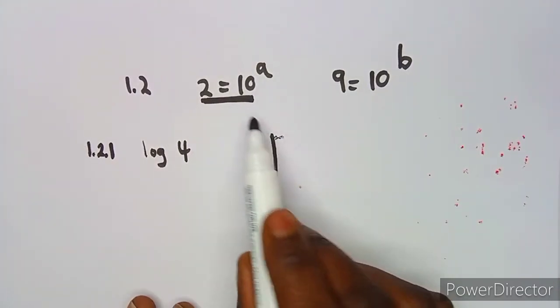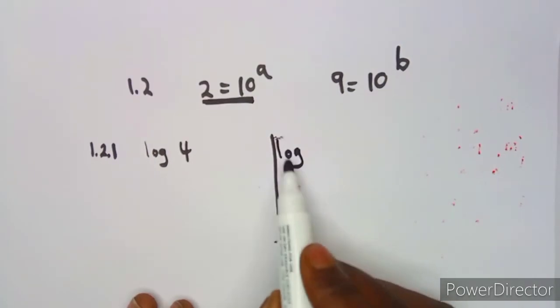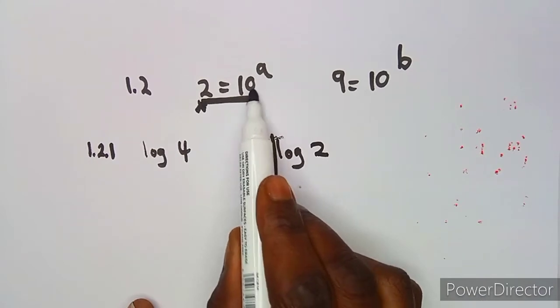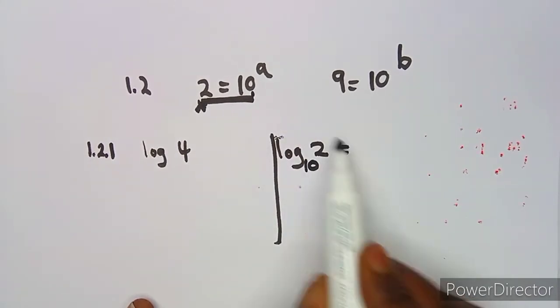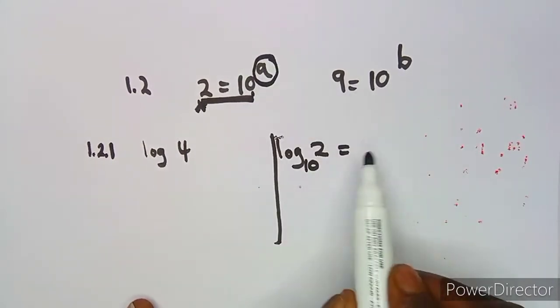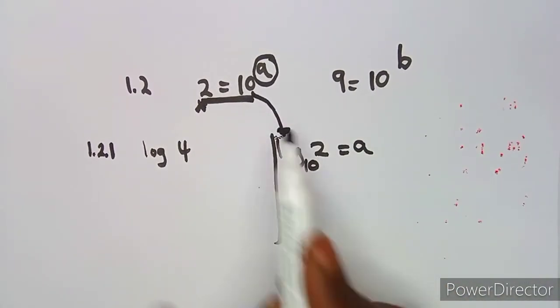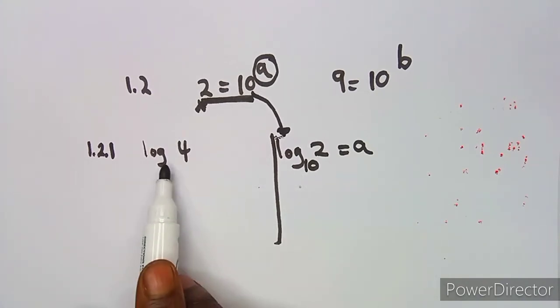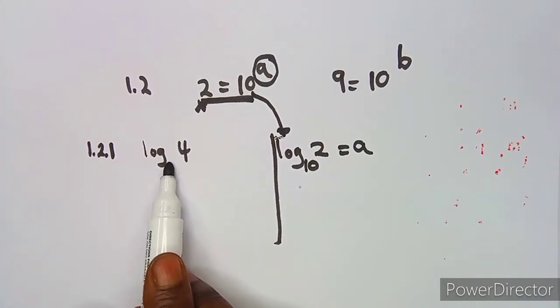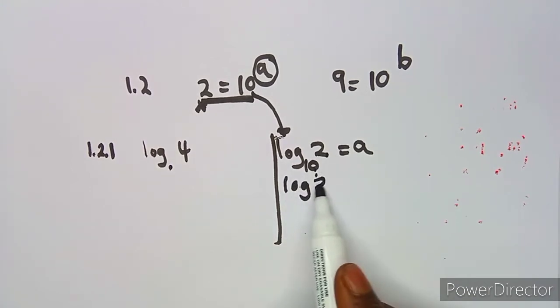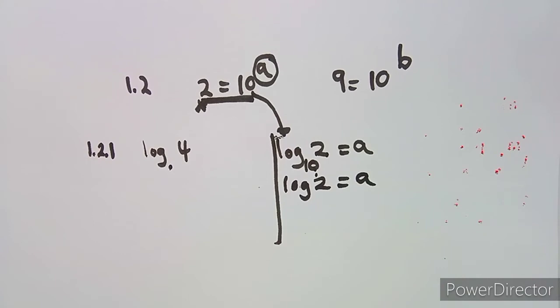Okay, remember from our log form I talked about this, that the log of a number, which is log 2, and the base, which is base 10, is equal to the exponent, which is a, from exponential form to log form. If the base is not given like this, it means you are in base 10. So this one can be log 2 base 10, or it can be just log 2 like this. Base 10, you can choose to write base 10, or you can choose not to write the base.